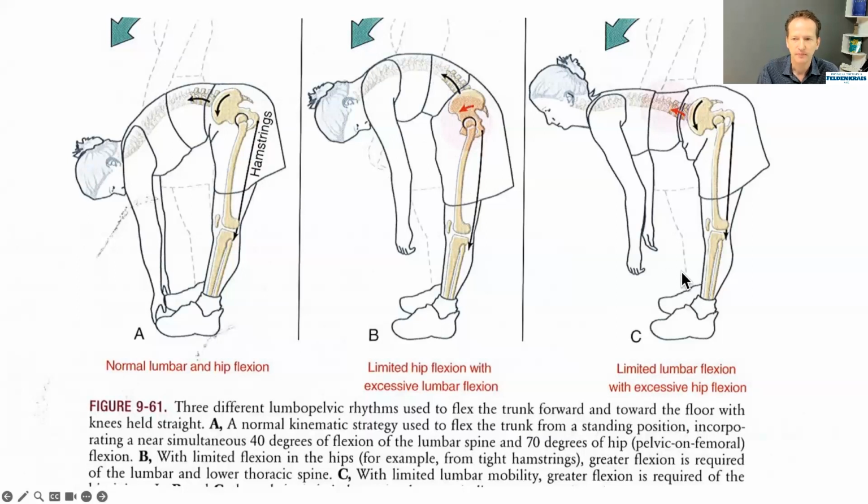The third option is practically no movement in the spine. The entire movement of reaching toward the toes is done from the hip joints. You see quite a big amount of flexion in the hip and practically straight spine, neutral spine. So we have these three strategies that we can use when bending forward.